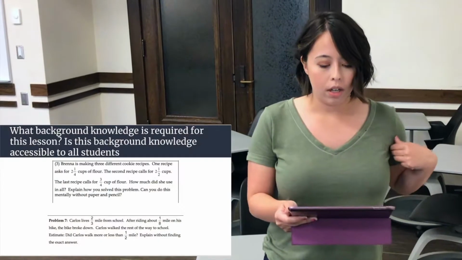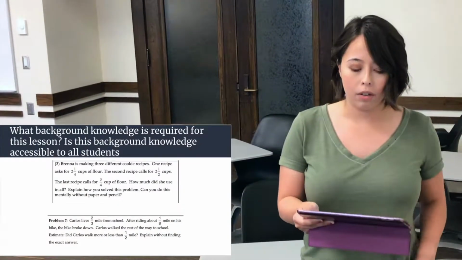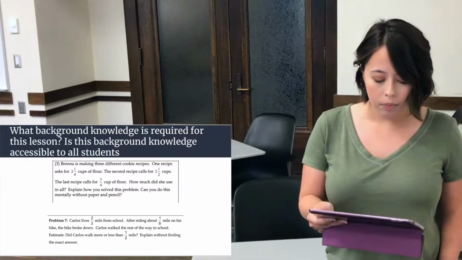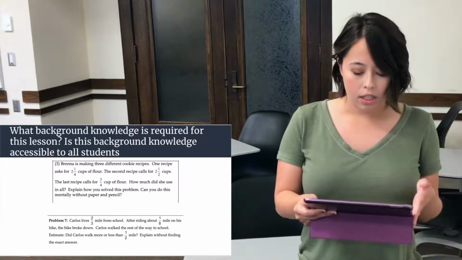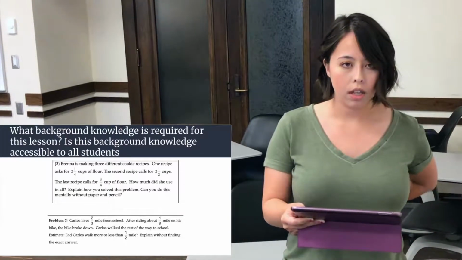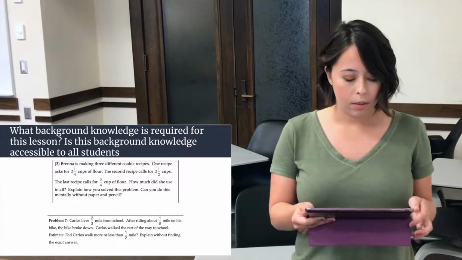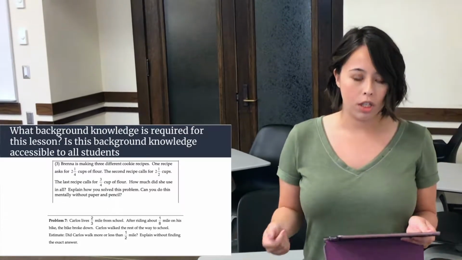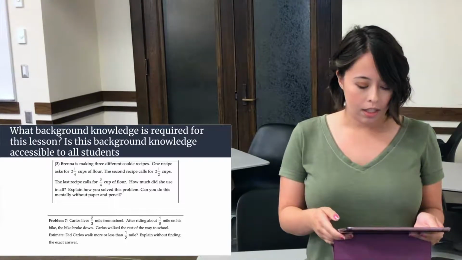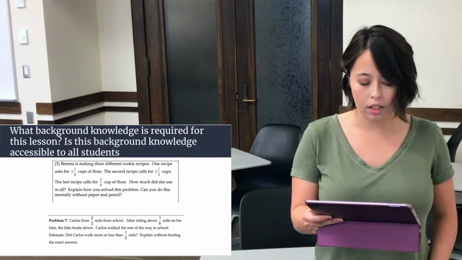So then the next question we have is, what background knowledge is required for this lesson? Is the background knowledge accessible to all students? In addition to biases, we ask this question because sometimes students won't know the background text or background information of a problem, and then they won't be able to solve it. Some of this could be sports information or text information. In this lesson, these problems require knowledge of units. While not necessarily vital to calculations, unfamiliar terms can trip up students.